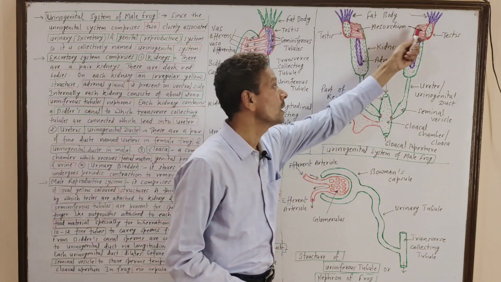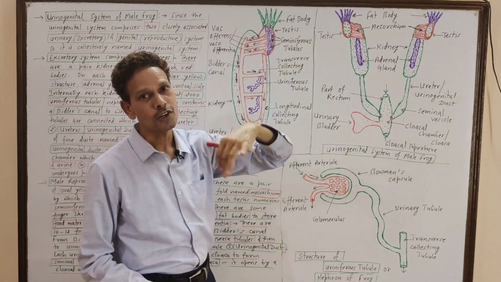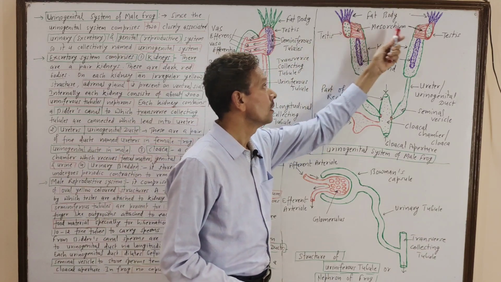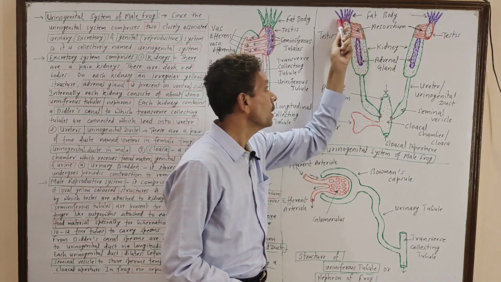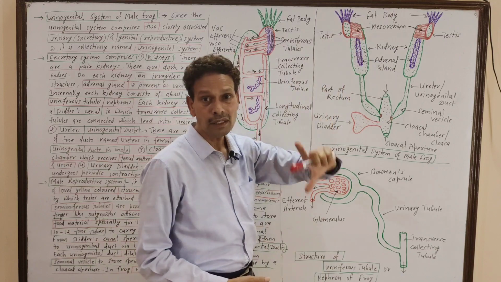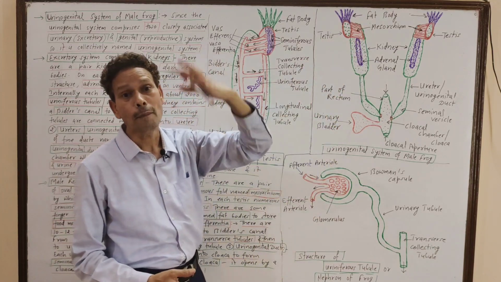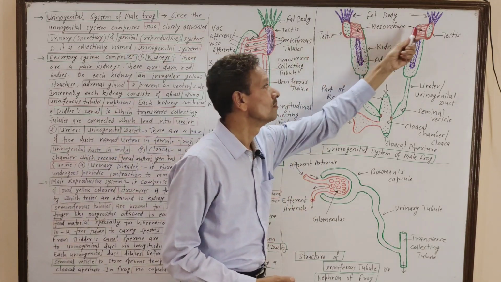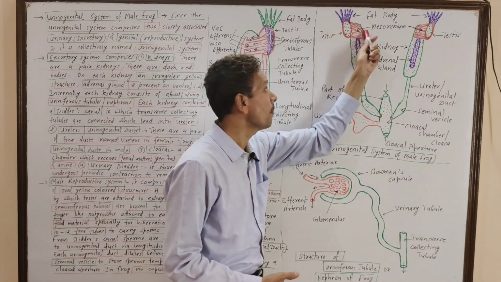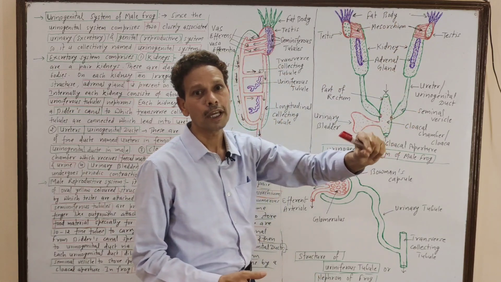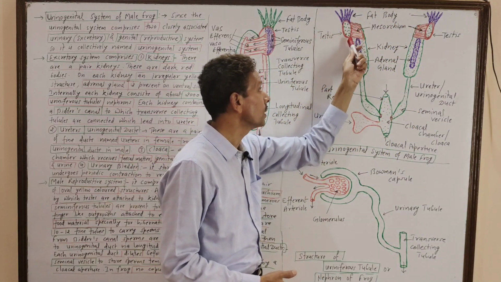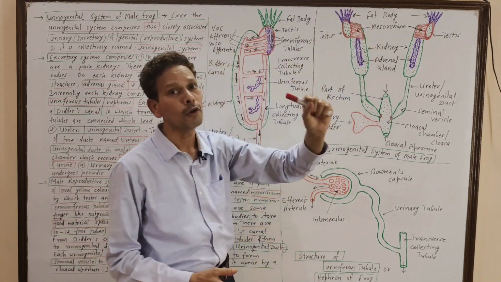Dear students, note down, these are yellowish oval-shaped structures. Each testis remains attached with the kidney as well as the abdominal wall by a thin membranous fold, and this membranous fold is involved in the attachment of the testis with the kidney as well as the abdominal wall.